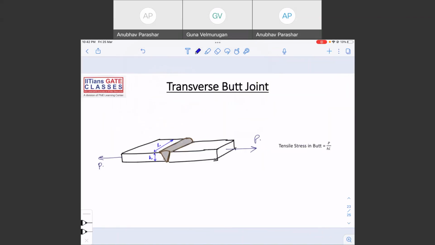Okay, so similarly, you must now understand that a transverse butt joint will fail because of tension. All the transverse joints fail because of tensile load, and the parallel butt joints fail because of shear load. The formula is exactly the same, but instead of shear stress, here you'll have tensile stress.